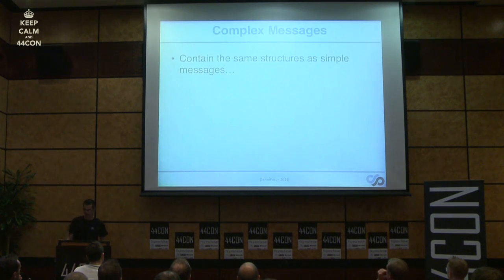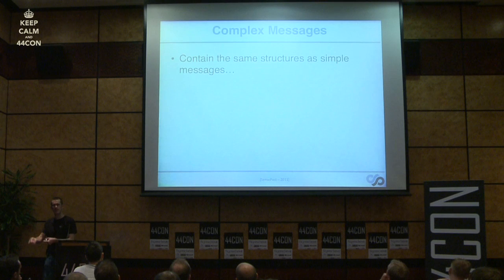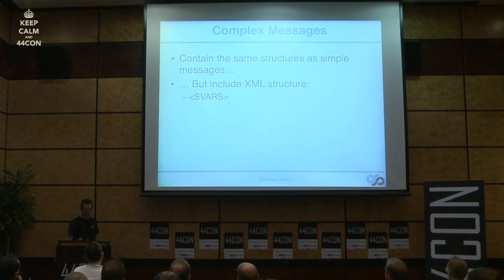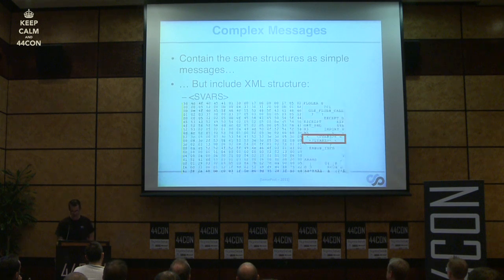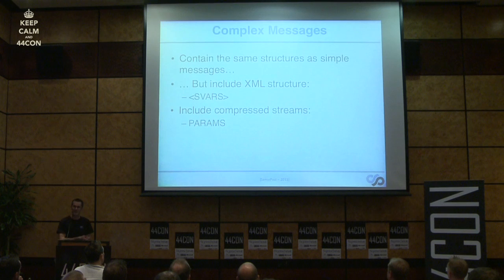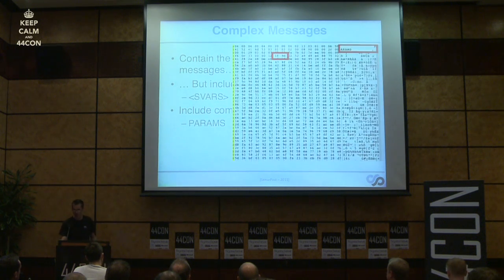Okay, where all the joy comes in terms of SAP is what I've called complex messages. They basically contain a very, very similar structure to simple messages, but they've got a whole bunch of additional stuff. They've got some XML structure called svars, which doesn't really seem to be used, but it looks like that. And then they've got several other additionally compressed streams. So you decompress the message, you get this decompressed information, but there's several compressed areas of this message which are included. There's one called params. You'll spot the magic, which is highlighted in red over there.